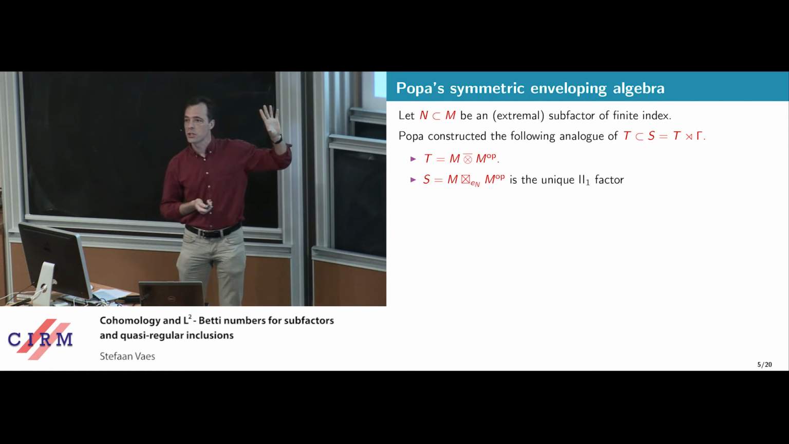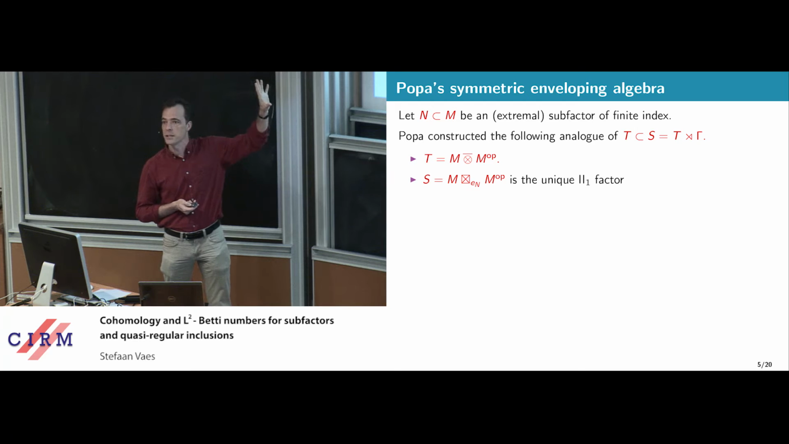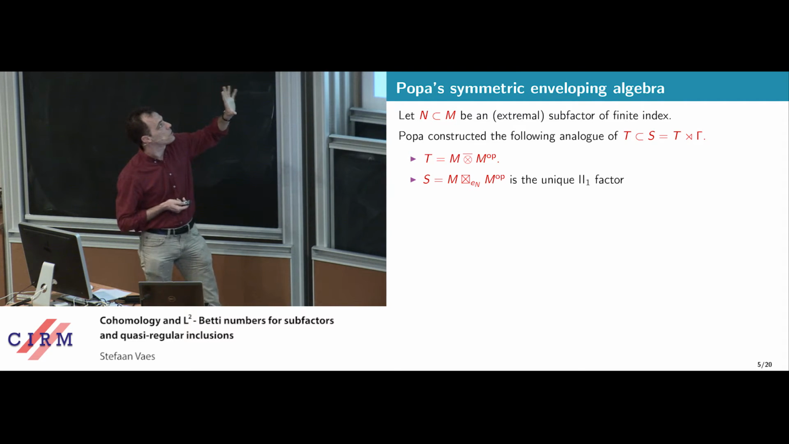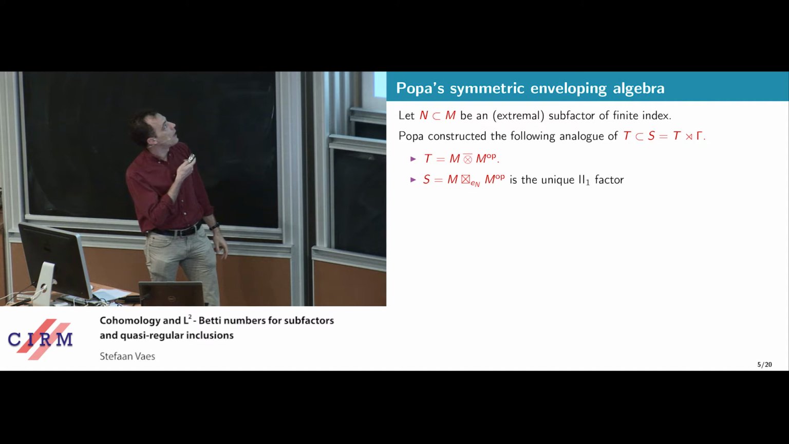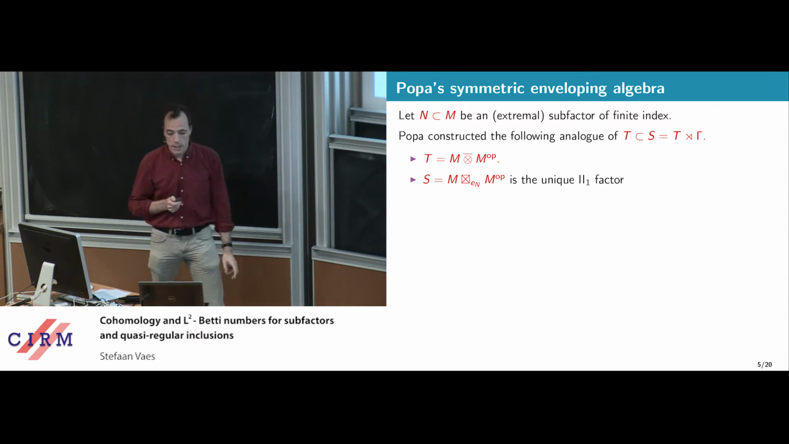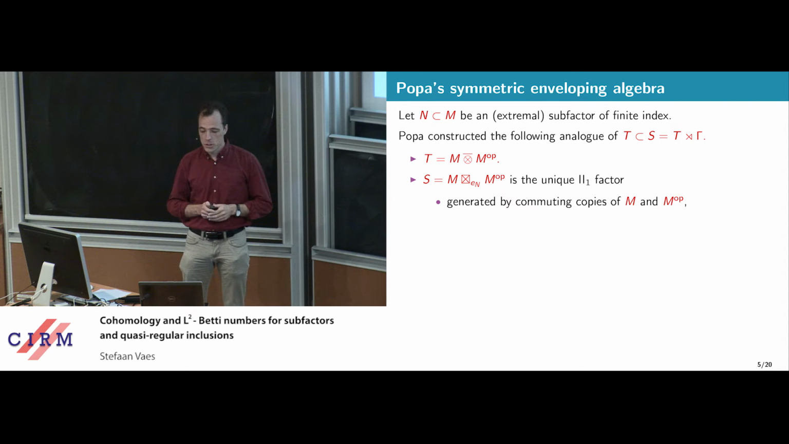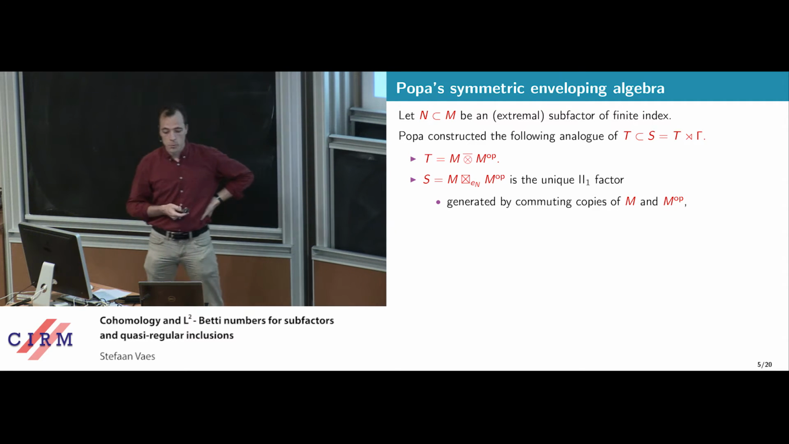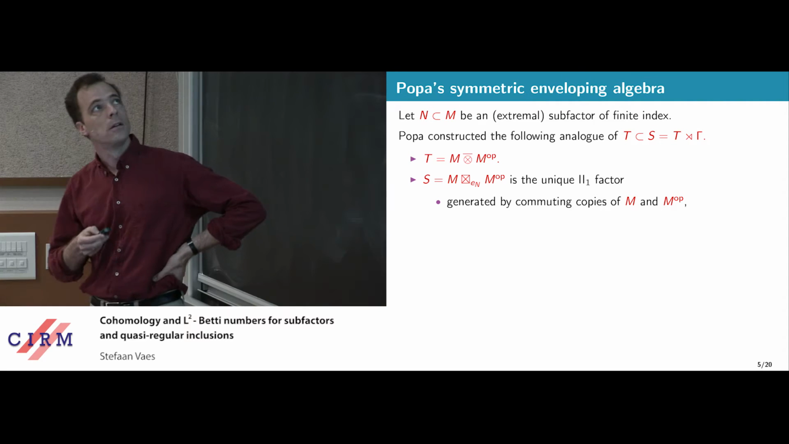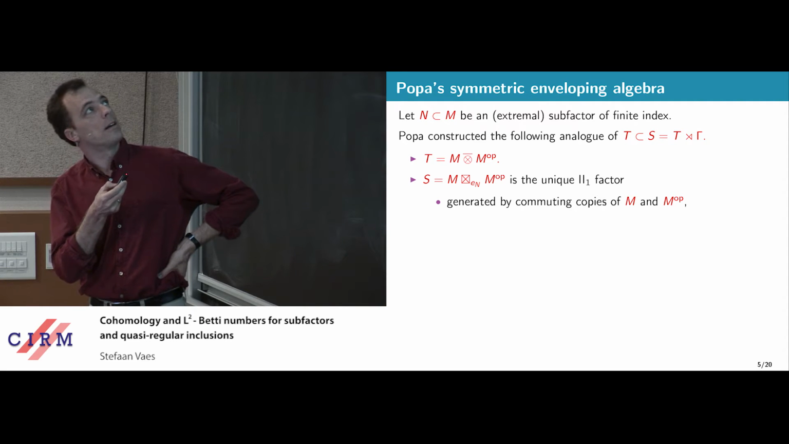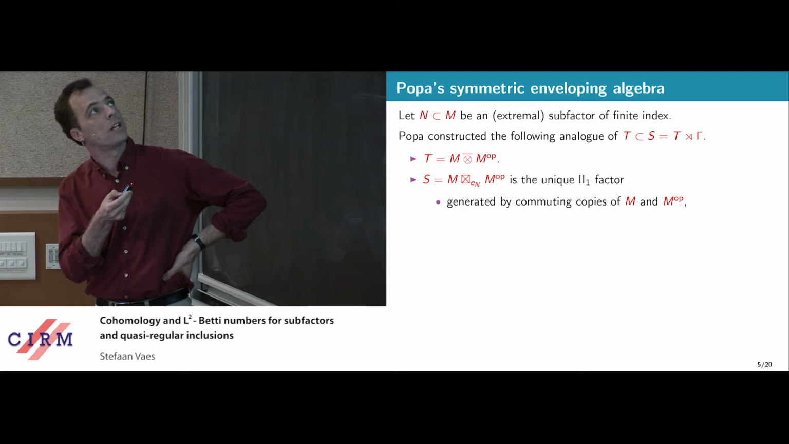The first definition of S is Sorin Popa's original definition of the symmetric enveloping algebra. It might scare you away at first, so I will then give a more concrete definition. There is an abstract characterization of this enveloping algebra S as the unique II_1 factor that is generated by commuting copies of M and M opposite, which means that it contains this T. The T is the unique II_1 factor generated by commuting copies of M and M opposite.